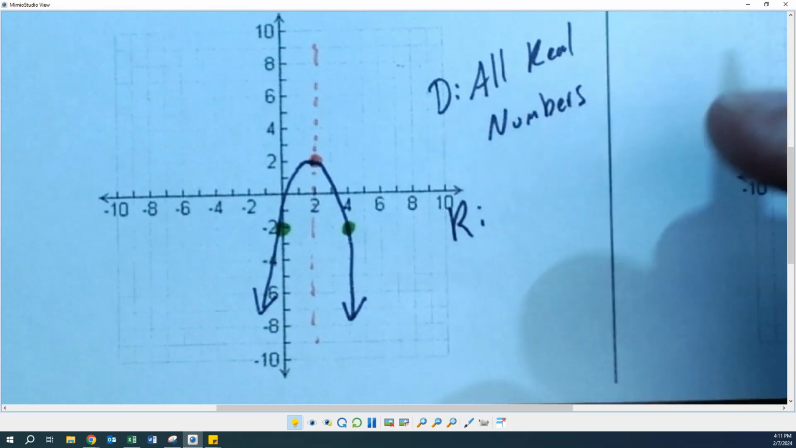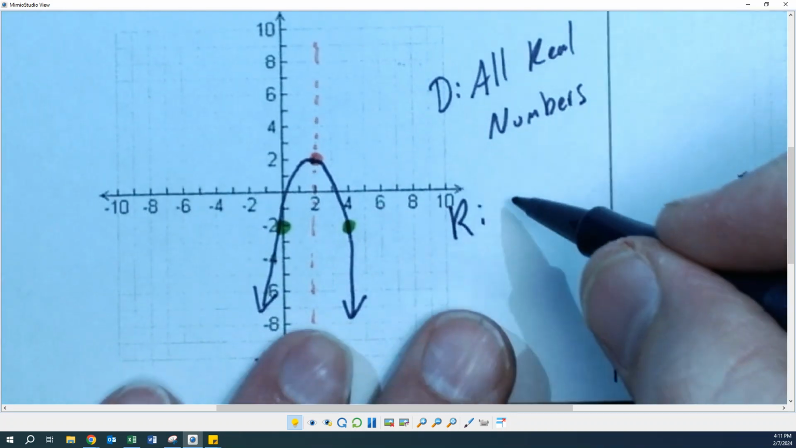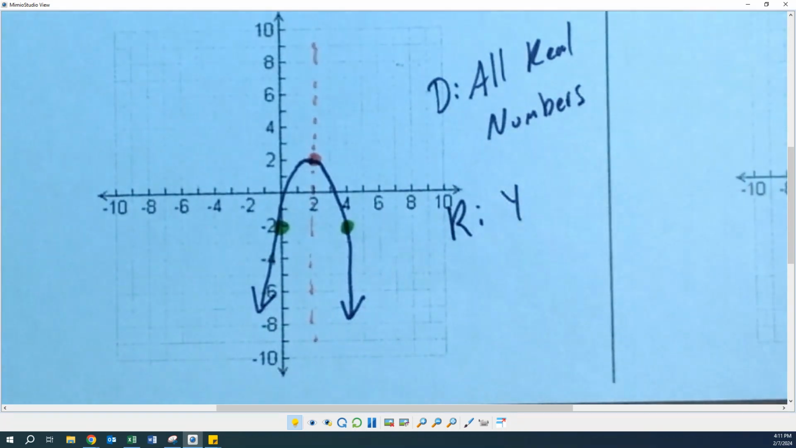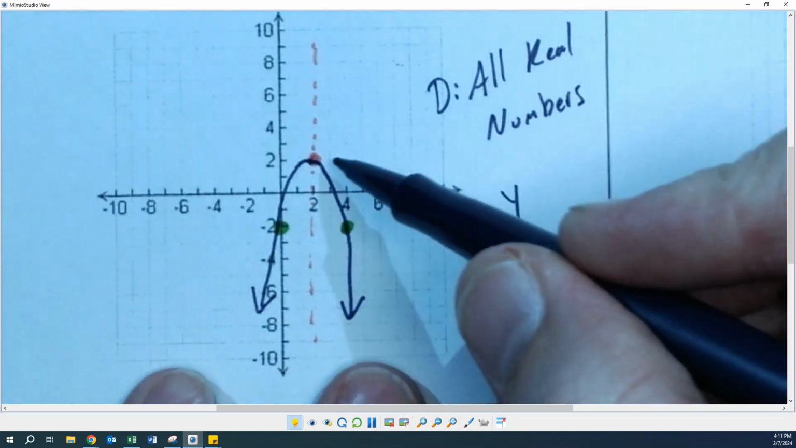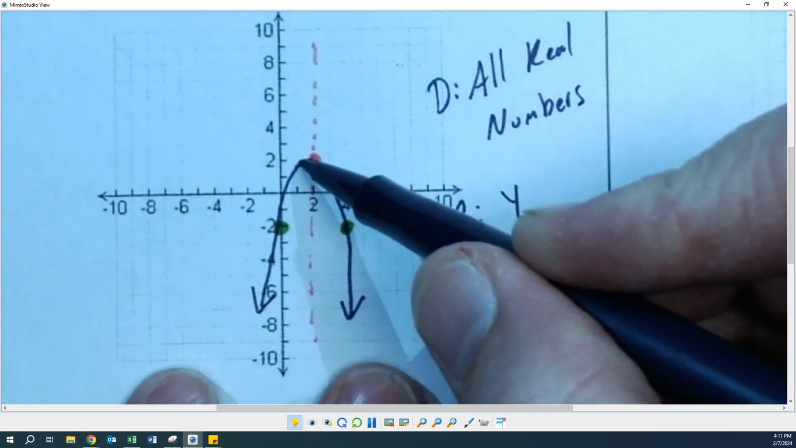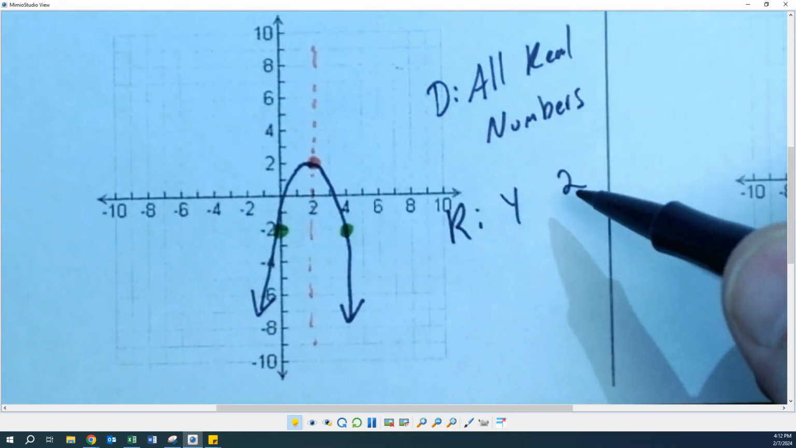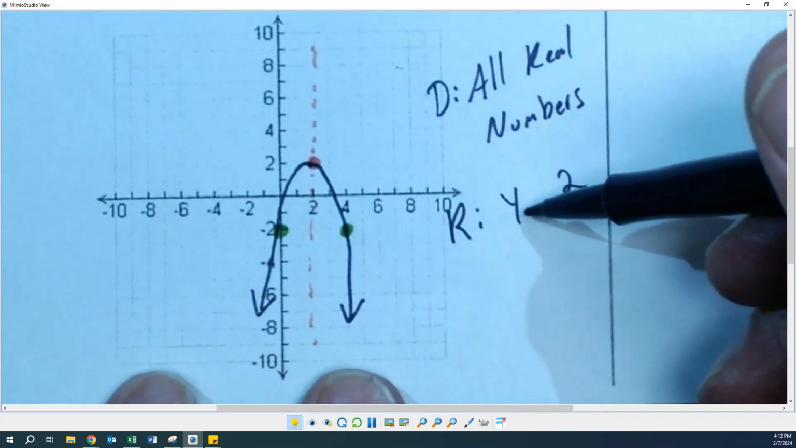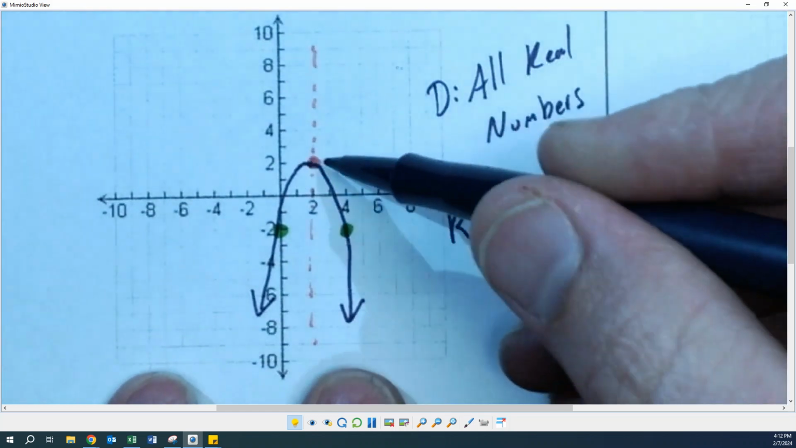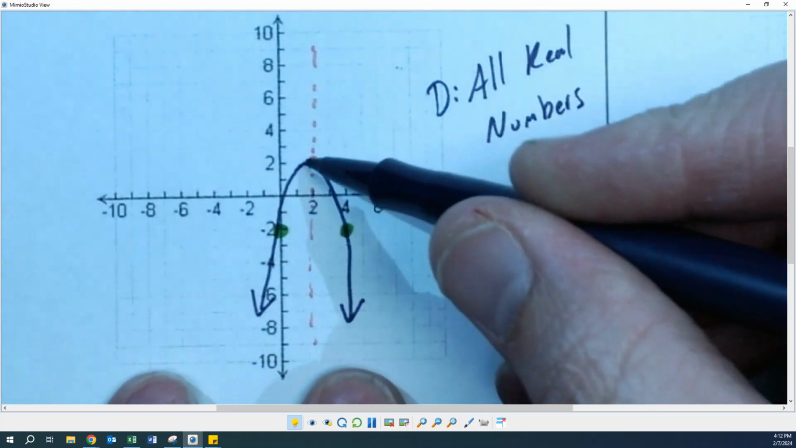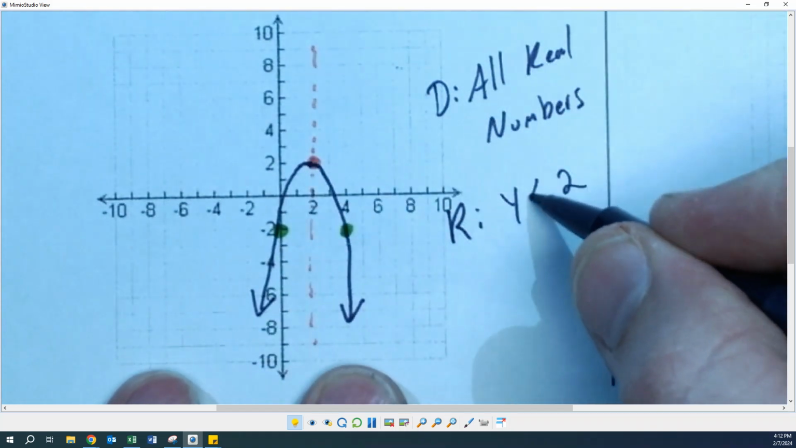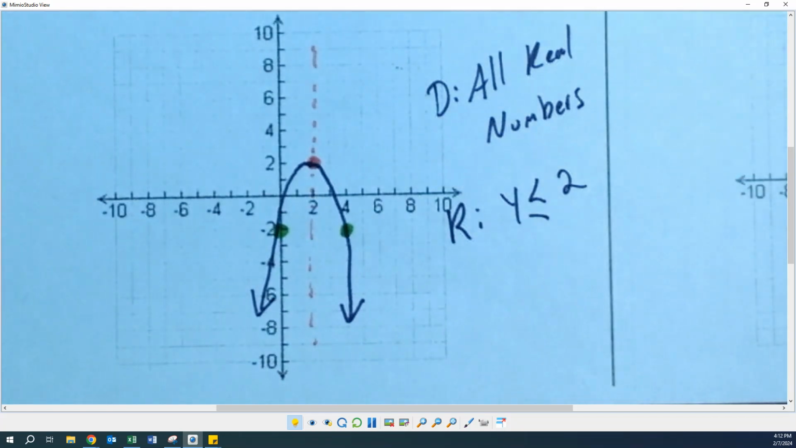Range. Your range value is always your y value. You look for your maximum or minimum point at your vertex right here, which is 2. And based on the graph, you decide whether or not it's everything above the vertex value or everything below. This is going down. So you want all the y values less than or equal to 2.